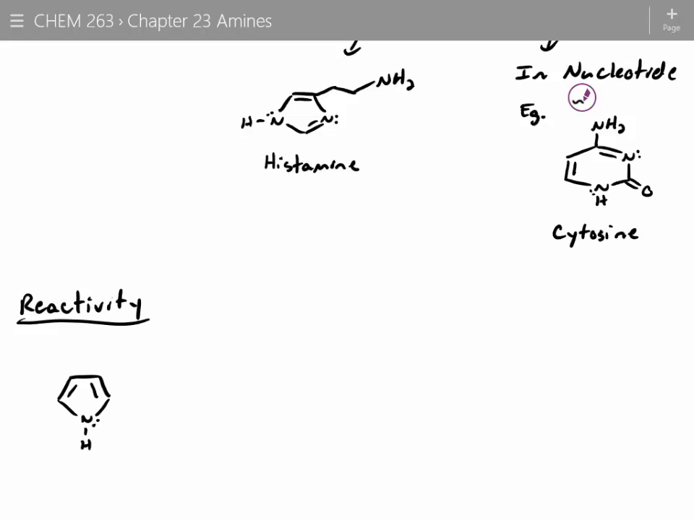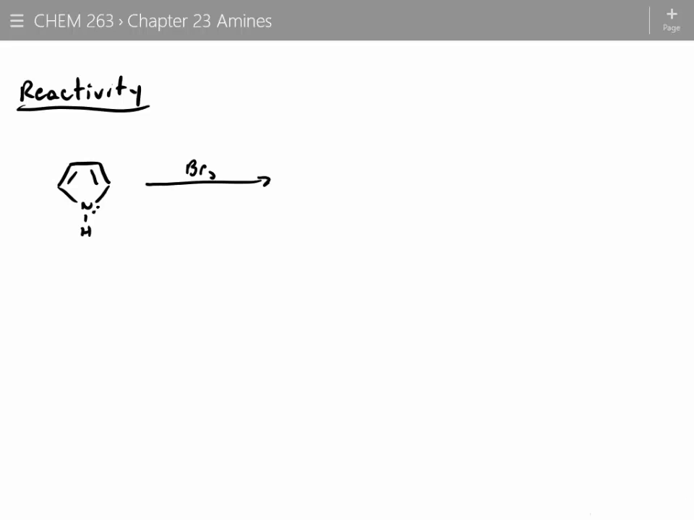So let's say we have pyrrole, and we react this with bromine. In this case, you actually don't need a catalyst. This will just do electrophilic aromatic substitution on its own. The question is, which position will it attack? That's electrophilic aromatic substitution. I'm giving you a hint there.